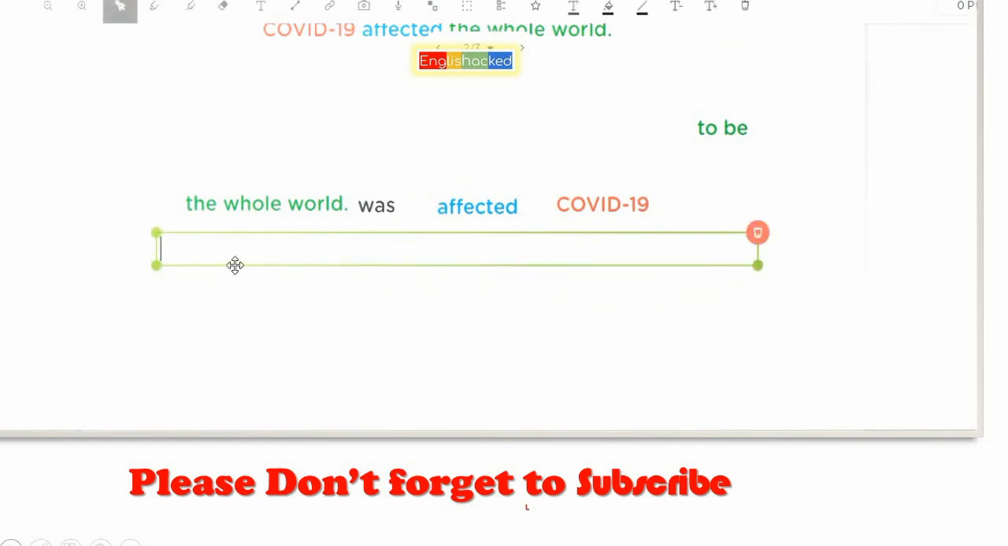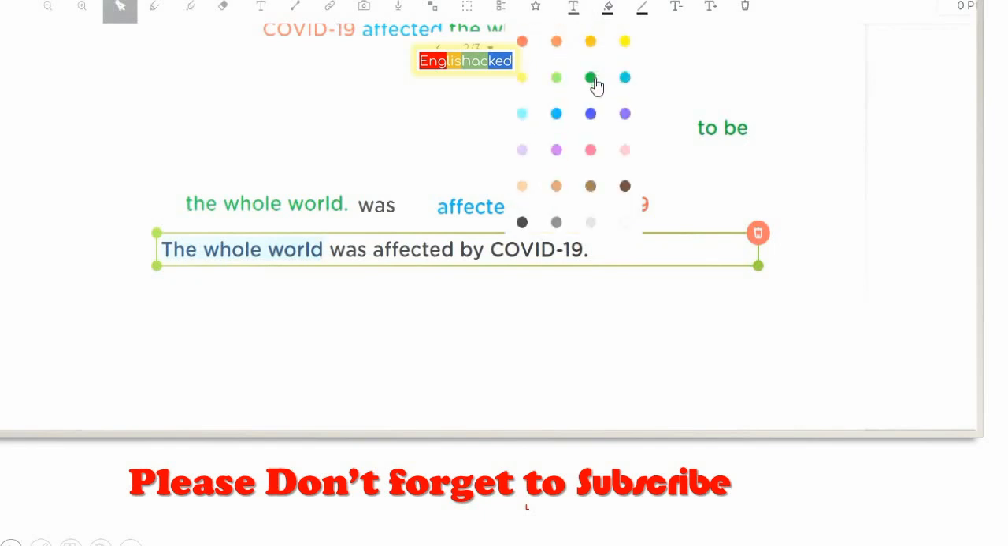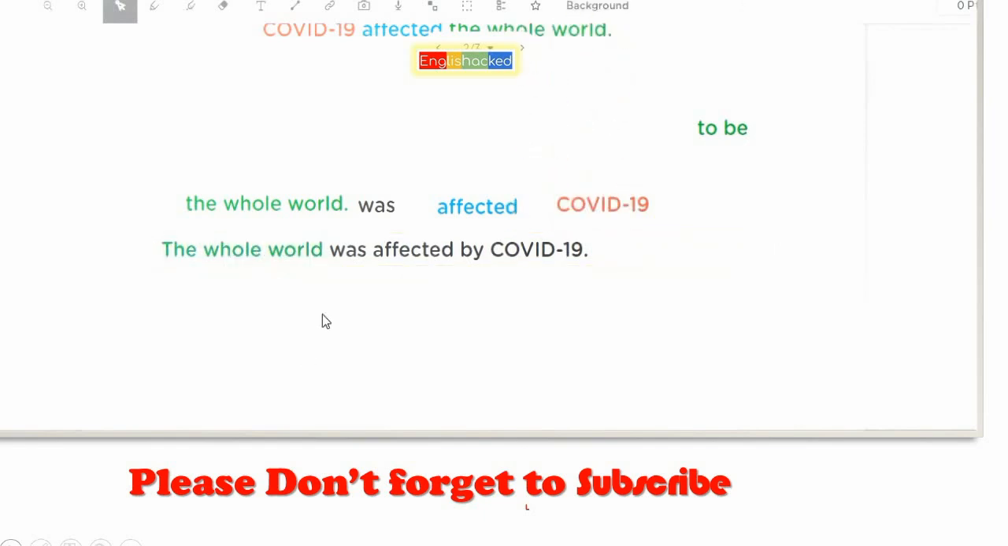I love passive voice. It's easy if you know the pattern. So let's see our passive voice sentence after the change. The whole world was affected by COVID-19. This is passive. Now the focus has changed onto the world. Before it was on COVID. Now the emphasis has changed. Now the focus is on the world. That is the passive voice.